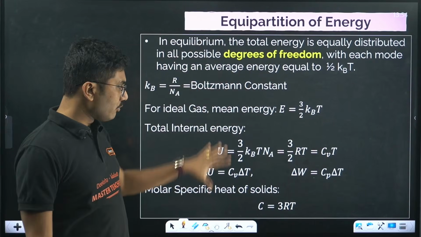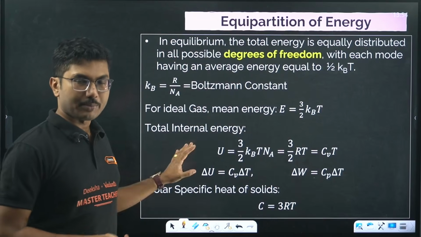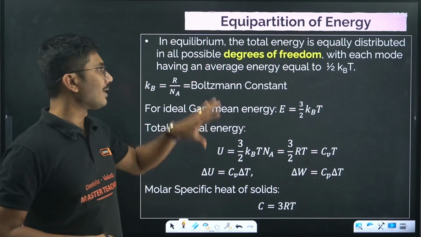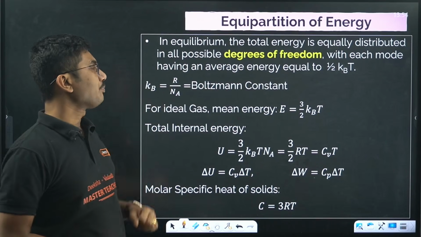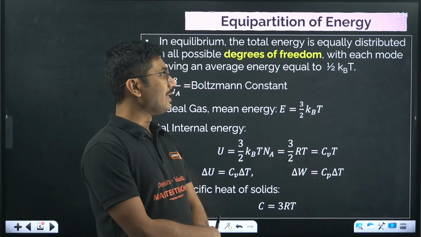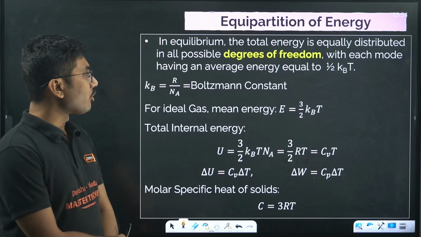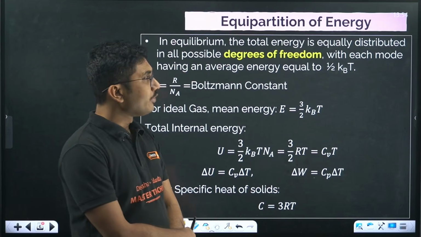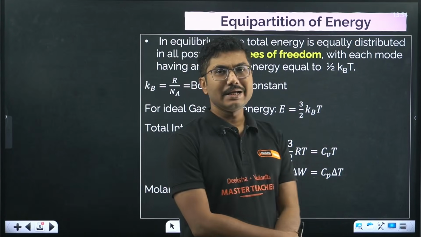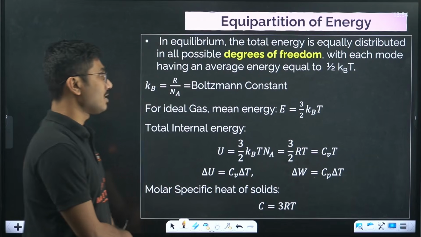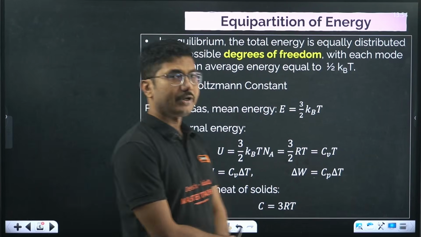Okay, so only one concept, one page of this chapter. If you are not studying the chapter completely, at least study this. This is very, very important. In equilibrium, total energy is equally distributed in all possible degrees of freedom, with each mode having an average energy equal to half kBT. Now first I will explain the term degrees of freedom.